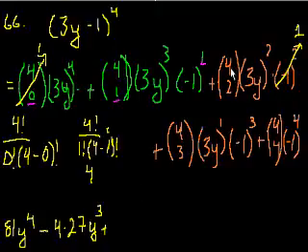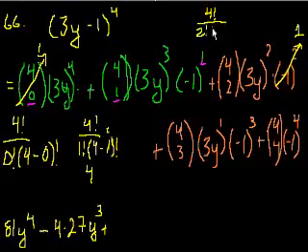So it's plus, what's 4 choose 2? I'm already running out of space. I'll write it up here. It's 4 factorial over 2 factorial times (4 minus 2) factorial. 4 minus 2 factorial, that's also 2 factorial, right?